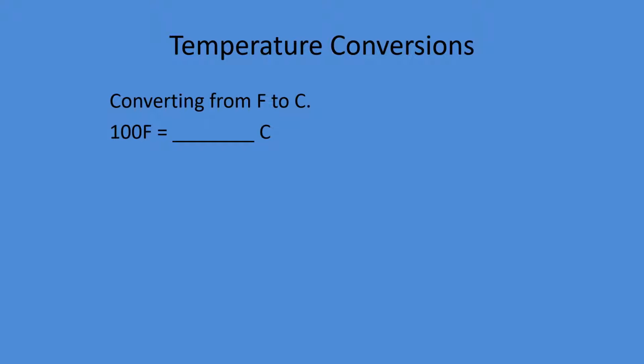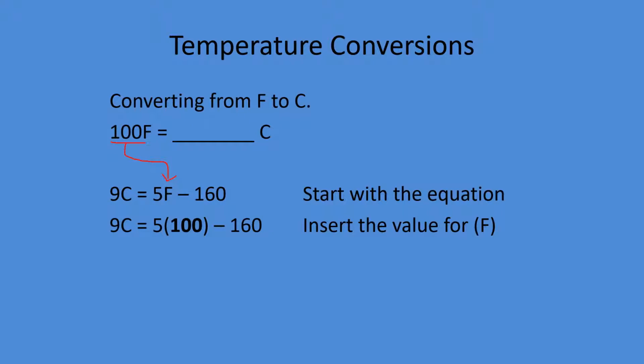All right, converting from Fahrenheit to Celsius. So the key thing is it's algebra. You're just going to plug and chug. So you're going to start with the equation, and anytime you see an F, you're going to replace it with the value. In this case, it is 100. So just rewrite the equation. This time, anytime you see an F, put 100 in its place. Right? So just insert the F value of 100.